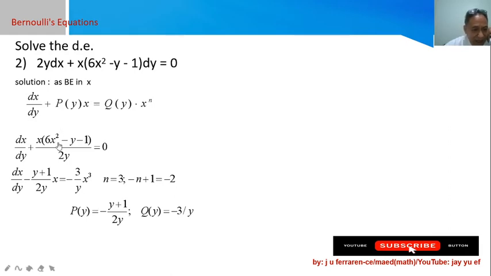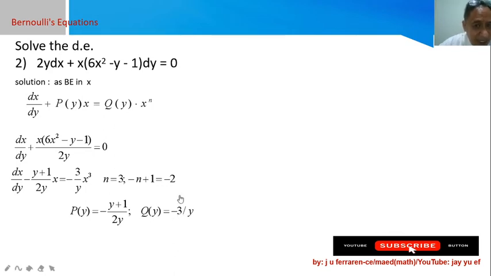Now, your last term is this. Over the same denominator of 2y, this is 6 over 2, that's 3, with y in the denominator, and it's minus because we transpose. There is x with a power of 3, so we can have n which is 3. The minus n plus 1 is minus 3 plus 1, that's minus 2. So what is my P of y? That's the coefficient of your x, which is this, right? So minus y plus 1 over 2y. The Q of y is equal to minus 3 over y.